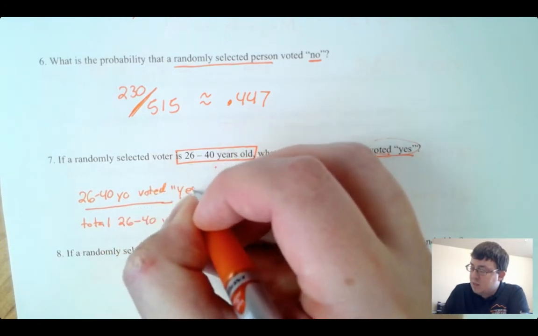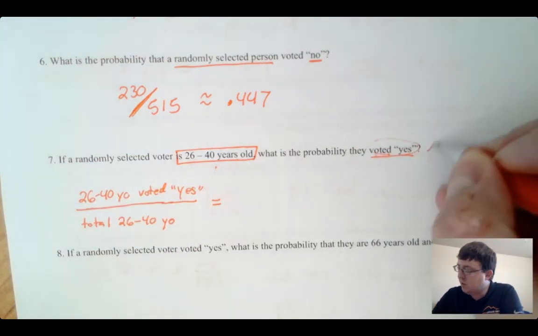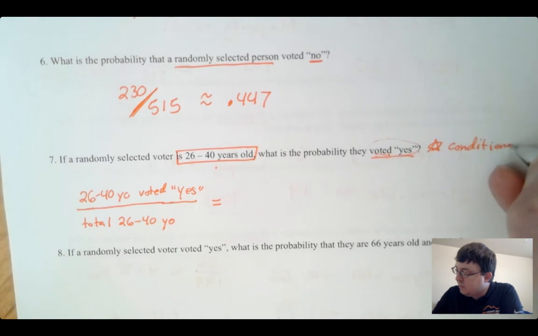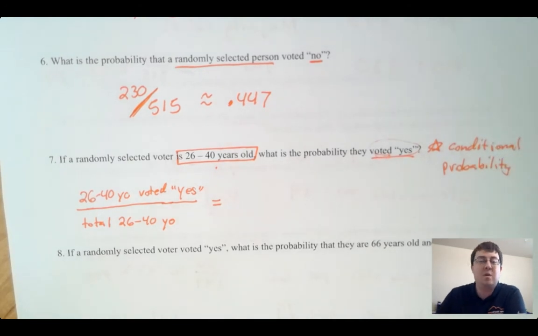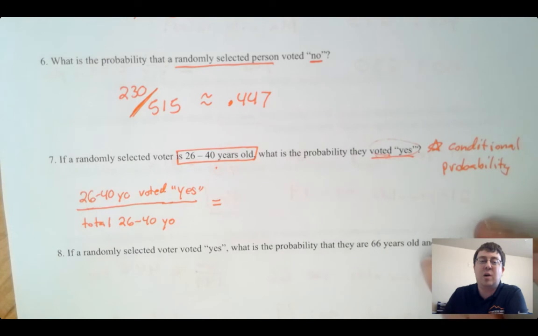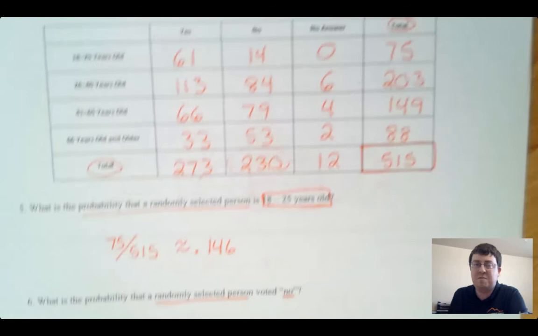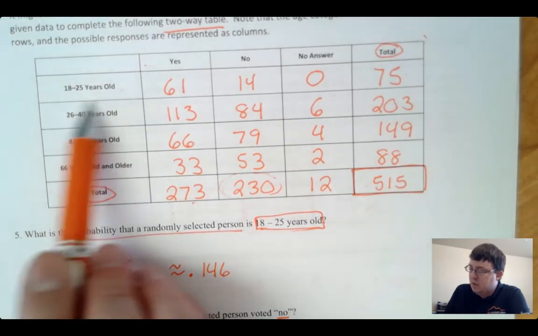So this is a new probability here. We call this a conditional probability. I'm going to write that off to the side. We call this a conditional probability because I know something about my voter. I know a condition. It's not just a randomly selected voter. It's a randomly selected voter that is 26 to 40 years old. So I know something about them. I have a condition on what's going on here. So let's go back to my table and look for the 26 to 40-year-olds that voted yes. Here's the 26 to 40-year-olds. Here's the ones that voted yes.